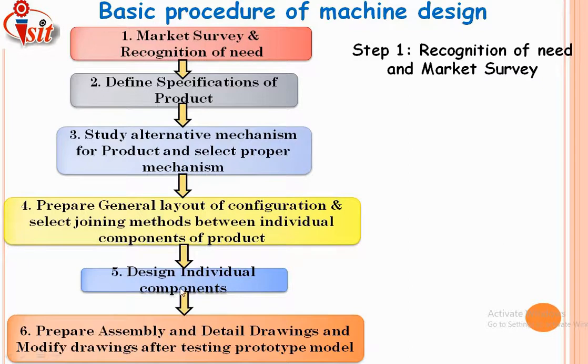Then design of the individual component. In design of the individual component, again there are three subtypes, basic steps, that is the analysis of the forces acting on the component, selection of the proper material for that particular component, determining the criteria of failure for that particular component, and modifications required for that particular component. Then design individual components, that is the basic steps. And the last one is to prepare assembly and detailed drawings and modify drawings after testing the prototype model.